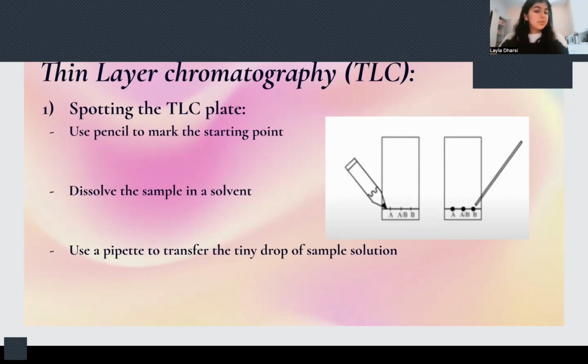You then dissolve the sample in a solvent like ethanol or acetone, which helps dissolve the paracetamol, and the solvent carries the compound up the TLC plate. Then, using a pipette, you transfer a tiny drop of this dissolved paracetamol solution onto the pencil line, making sure to apply it carefully so that the drop is small and doesn't overlap with other spots.